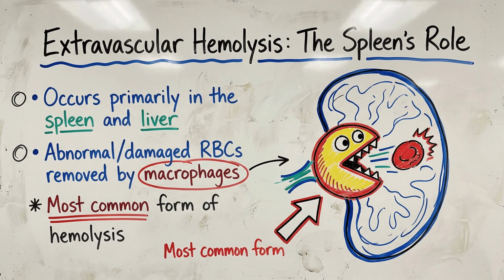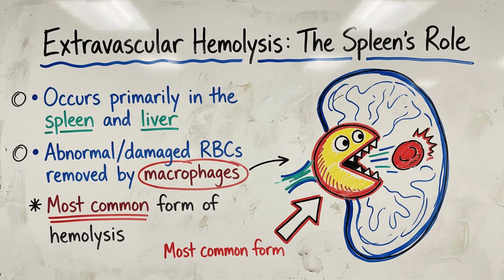Extravascular hemolysis, on the other hand, is a bit more stealthy. It occurs primarily in the spleen and the liver. Here, abnormal, damaged, or antibody-coated red blood cells are recognized by the body's security guards, the macrophages. It's a more controlled demolition. The macrophage engulfs the red blood cell and breaks it down internally, safely containing that hemoglobin. This is actually the most common form of hemolysis.